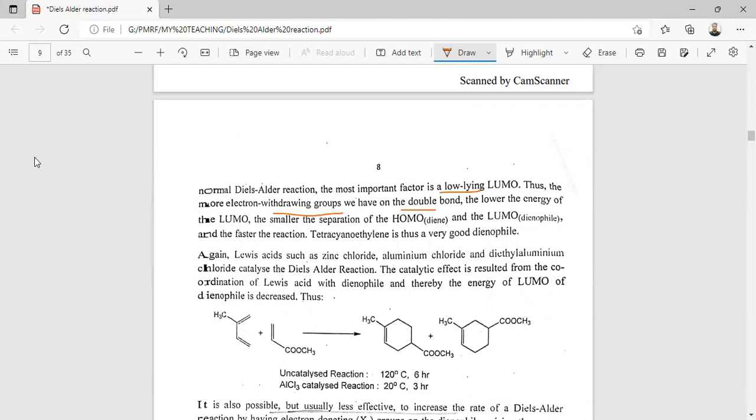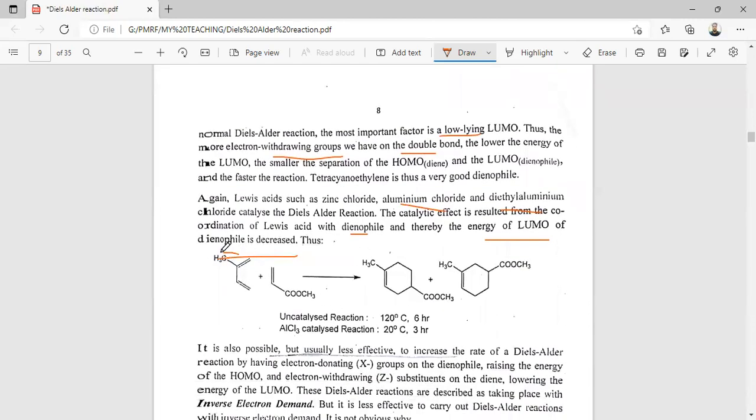Again, Lewis acids such as aluminum chloride or diethyl aluminum chloride catalyze the Diels-Alder reaction. The catalytic effect results from the coordination of the Lewis acid with the dienophile, whereby the energy of the LUMO of the dienophile is decreased.